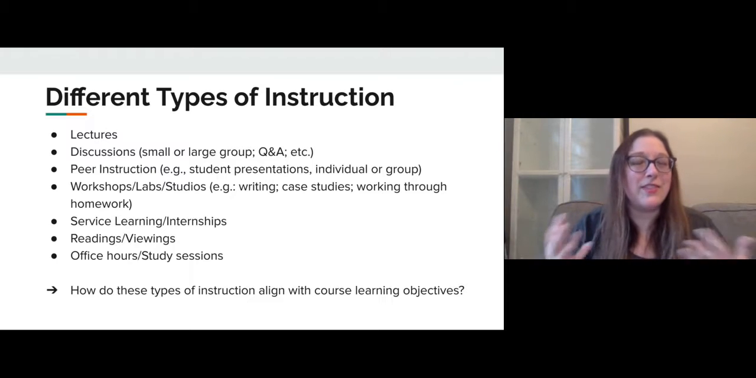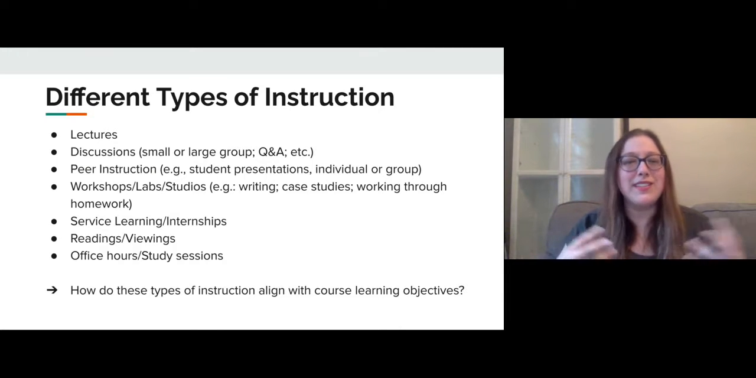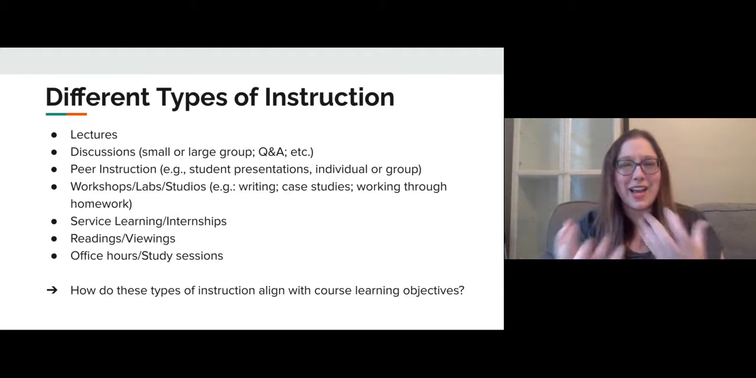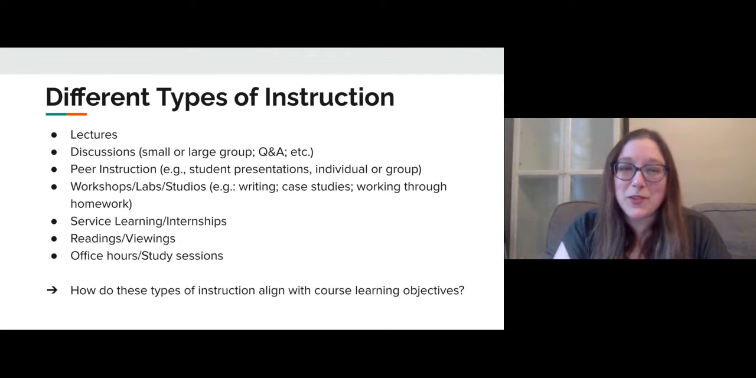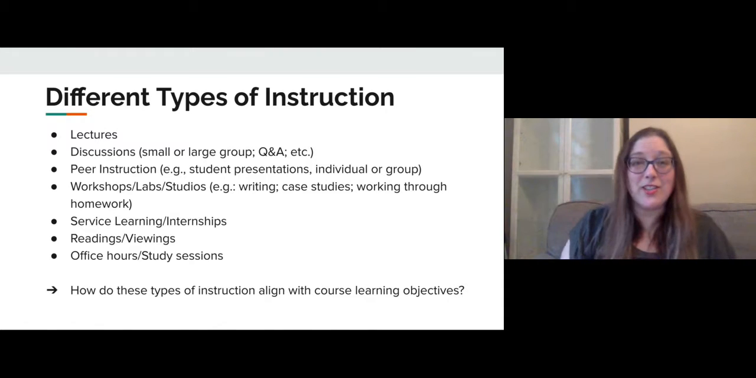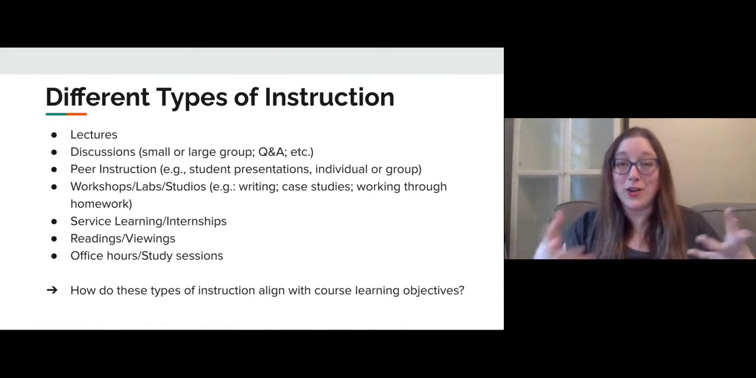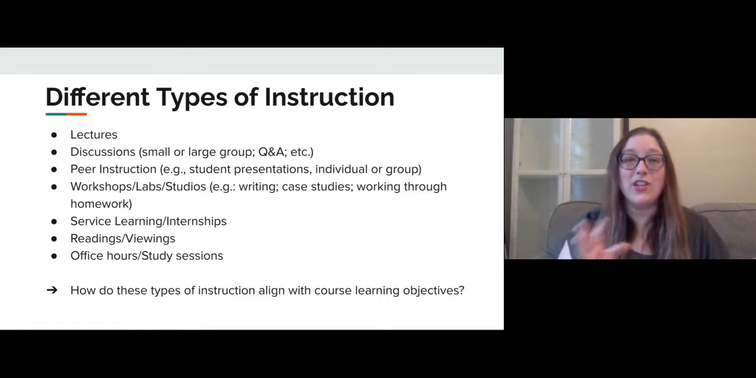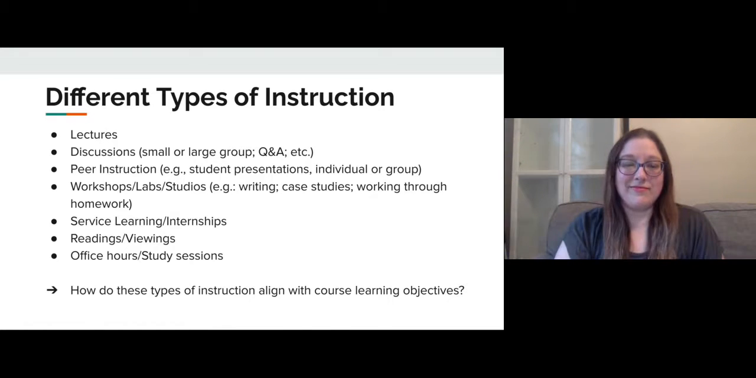And we can imagine lecture and discussion working in a variety of ways. Discussions particularly could be large group or small group discussions, Q&A type discussions. Other types of instruction include peer instruction, so students educating each other, instructing each other, so student presentations, individual or group, for example. We can also think about workshops, labs, and studios.